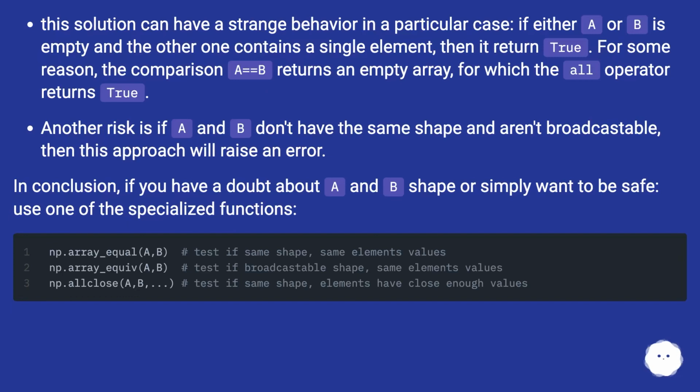Another risk is if A and B don't have the same shape and aren't broadcastable, then this approach will raise an error. In conclusion, if you have a doubt about A and B shape or simply want to be safe, use one of the specialized functions.